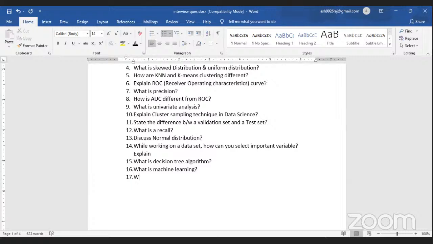And next is, what is underfitting? A model that has a high error rate on the training set and an even higher error rate on the test set leads to a business problem. That is called an underfitting model.